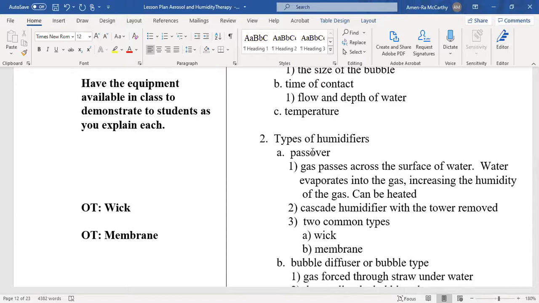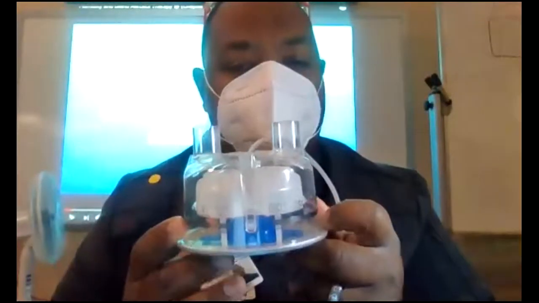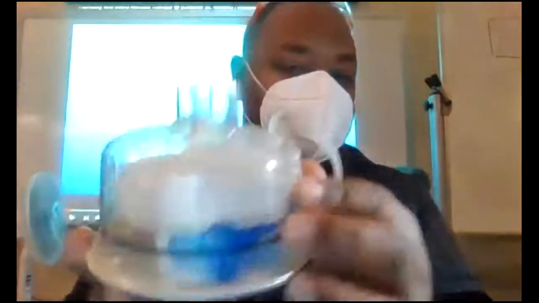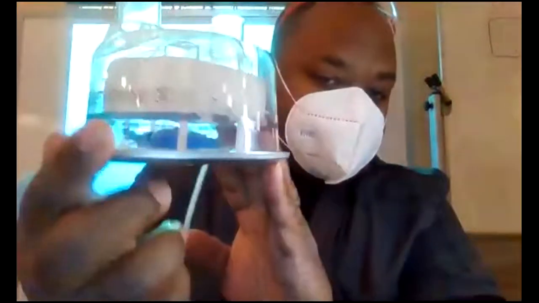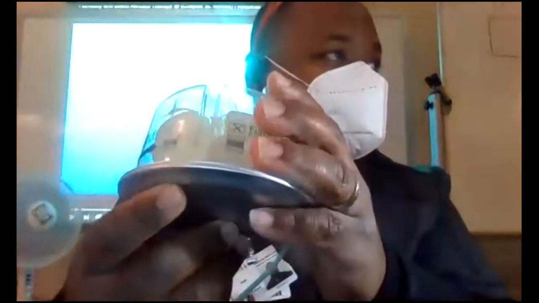So this will be an example of a Passover humidifier. This is the Passover. Now this is two types. You can be either a Passover or Cascade. And I'm going to show you what the difference is, okay? This is a Passover humidifier. Water is inside of this container, okay? It's just a regular container. Notice it has a hot plate on the bottom. I can use it with heat or without heat, okay?